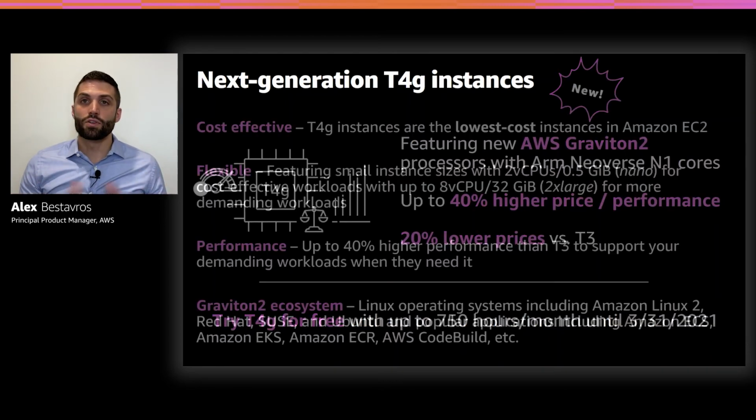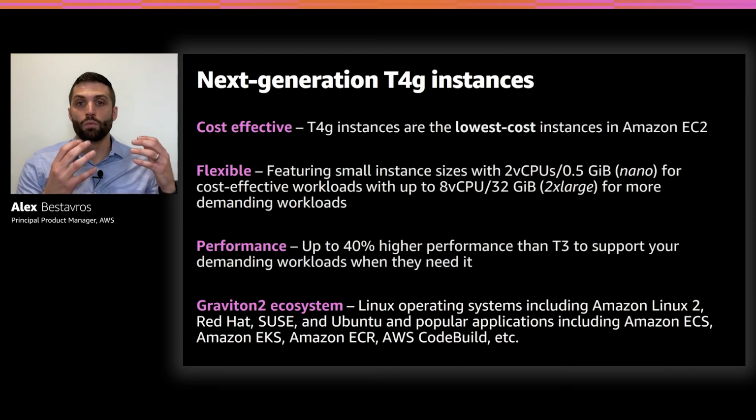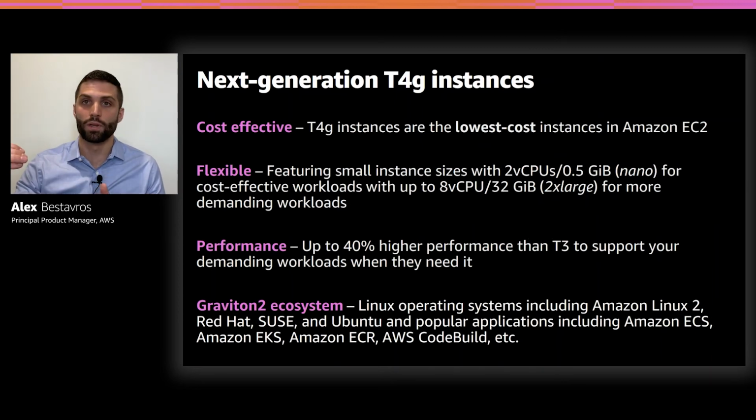So some of the key features, let's go back to T4g. So one, cost effective. So we've enabled this with our own homegrown AWS Graviton 2 processors. These are the lowest cost instances in Amazon EC2, bar none, and the highest performance. So what does that mean? That means you get the best costs when you're trying to reduce your costs or you're trying to think about building a new app. These are super cost effective.